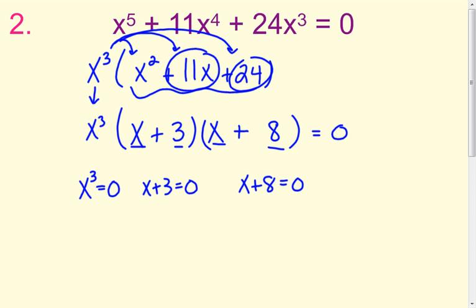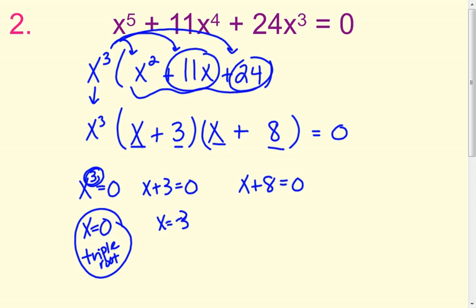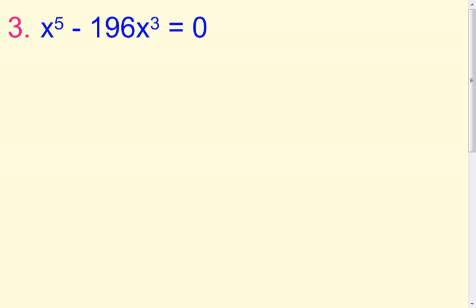Okay, so here, of course, x will be 0. Because you have an exponent of 3, that would mean you have a triple root, which counts as 3 answers, basically. And then here, of course, x equals negative 3. And here, of course, x equals negative 8. So I have 5 answers with a degree of 5. All right, here I can factor out an x cubed.